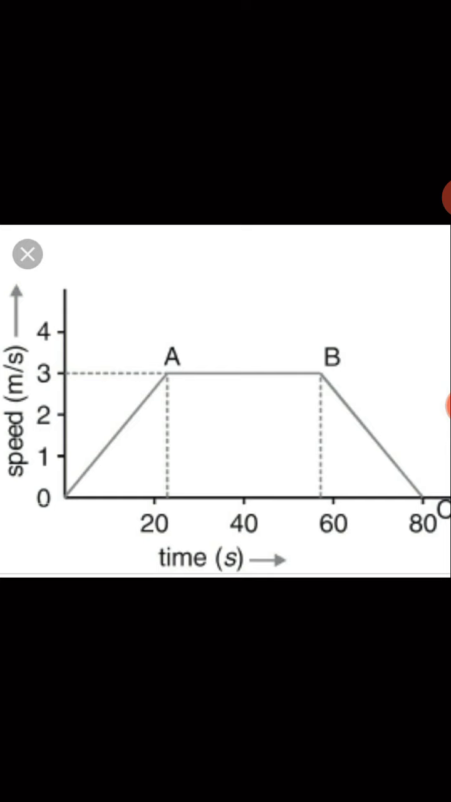And if we describe the whole graph, in the first half, from 0 till it reaches point A, that is acceleration. So the object was accelerating till 22 seconds. Then from 22 seconds till 58 seconds, the object was moving at a constant speed. And then after 58 seconds till 80 seconds, the object was decelerating. So acceleration, then constant speed, and deceleration, all three are there in this graph.